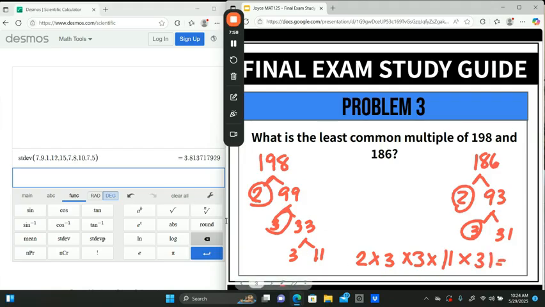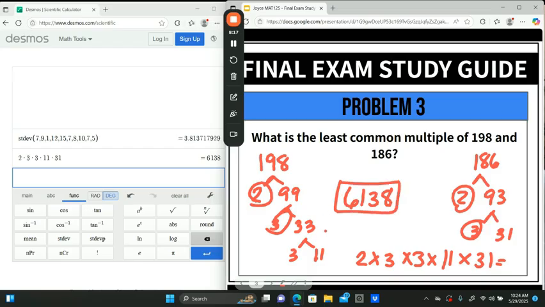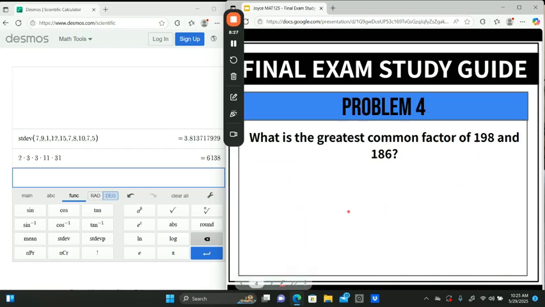Okay, so let's use Desmos to help us. 2 times 3 times 3 times 11 times 31 gives me 6,138. And that is going to be my least common multiple. Next problem, they're going to ask us to calculate the greatest common factor of the same numbers.